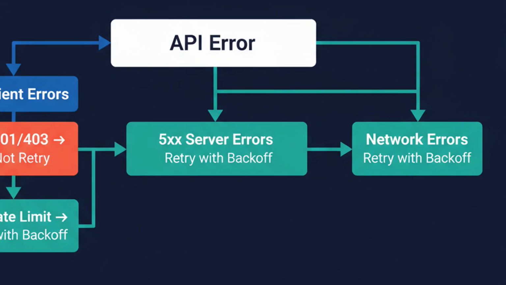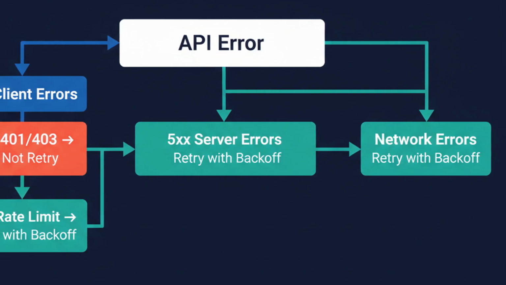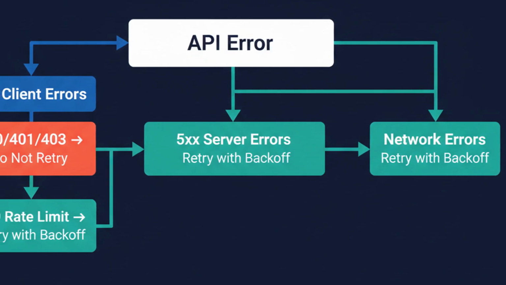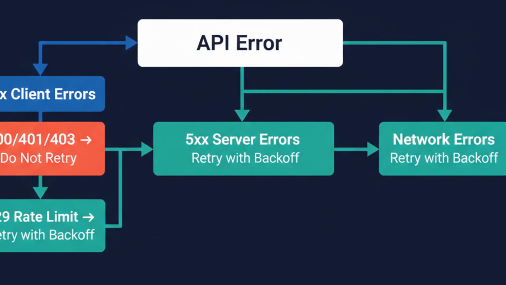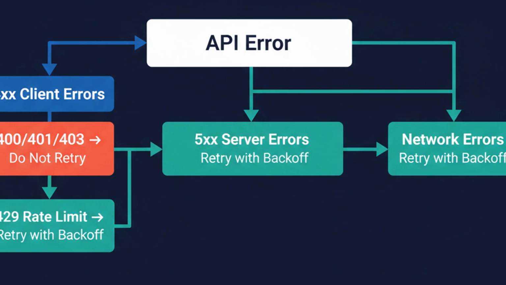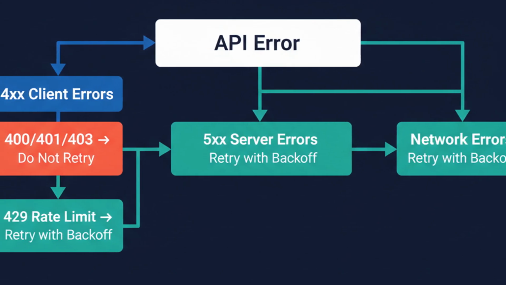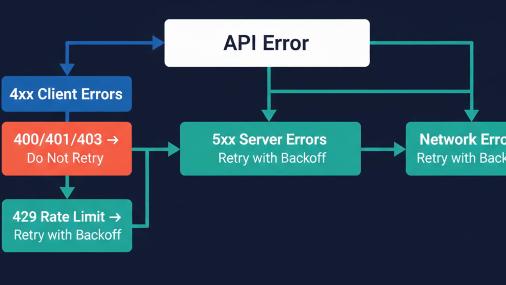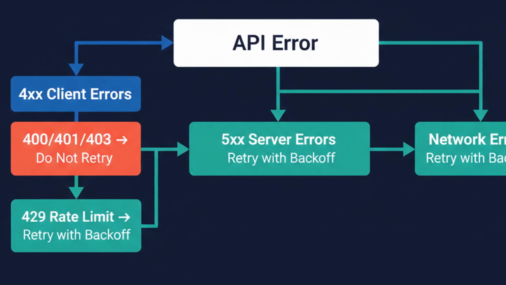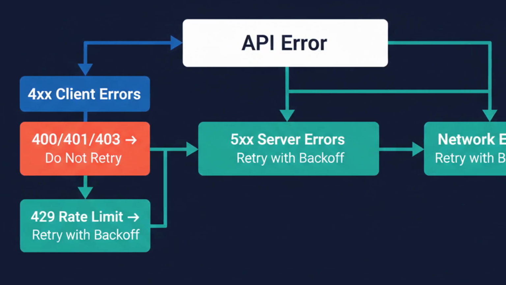Not all errors deserve retries. A 400 bad request means your payload is malformed. Retrying will fail forever. A 401 means your API key is wrong. Retry all you want, it is not going to magically become valid. But 429 rate limits, 500 server errors, and network timeouts? Those are transient. They deserve intelligent retries. Your code needs to know the difference.